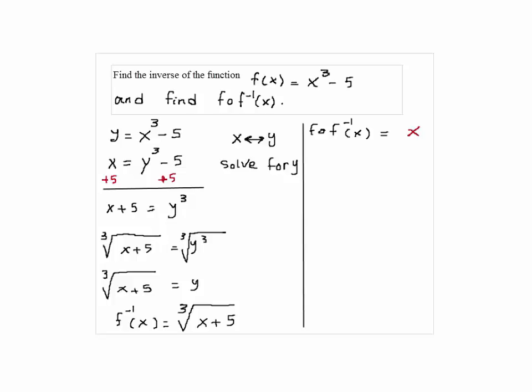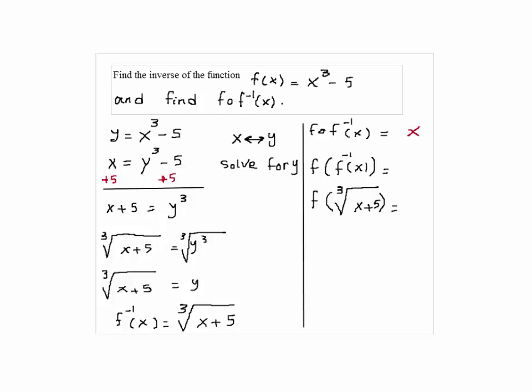And let's see if that's true. Otherwise, it won't be inverse of each other. So this means f of inverse of x, that's what it means. So that means we have to evaluate f of, well, we already evaluated what the inverse is. In this case, it is cube root of x plus 5.